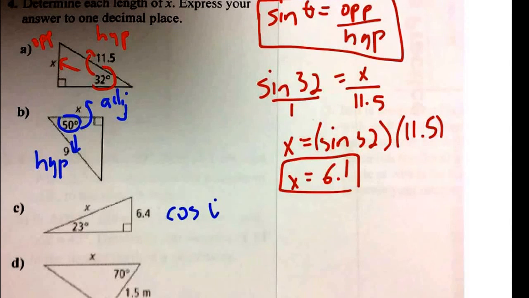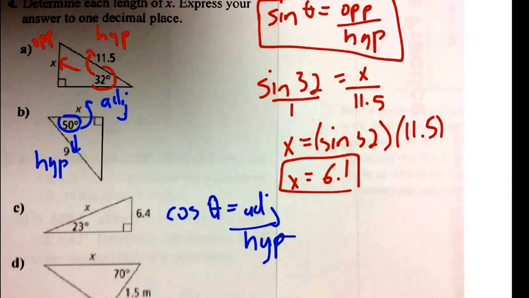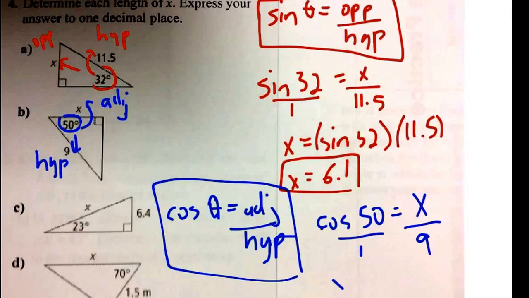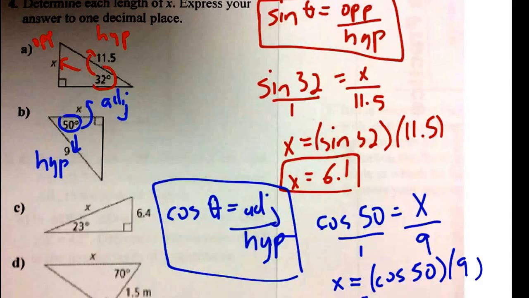So our formula for cosine is adjacent over hypotenuse. Okay, so cosine is adjacent over hypotenuse. That's our third formula that we're going to use. So letter B, we would set it up exactly the same way, except we would write it as cosine of 50 instead of sine or tangent. Adjacent is x, hypotenuse is 9. We're going to cross multiply, so we'll get x times 1 equals cos 50 times 9. And you can do that on your calculator, and your answer is 5.8 if we round it off.